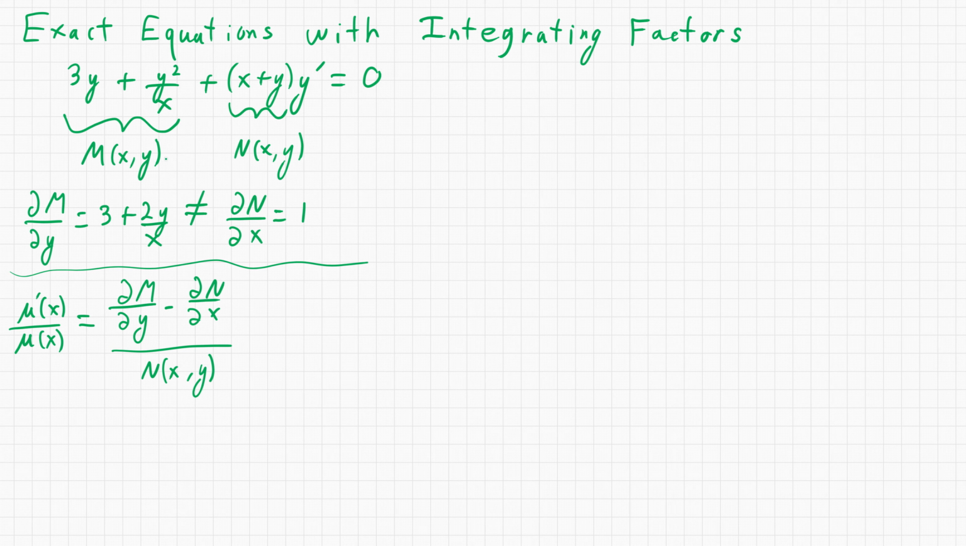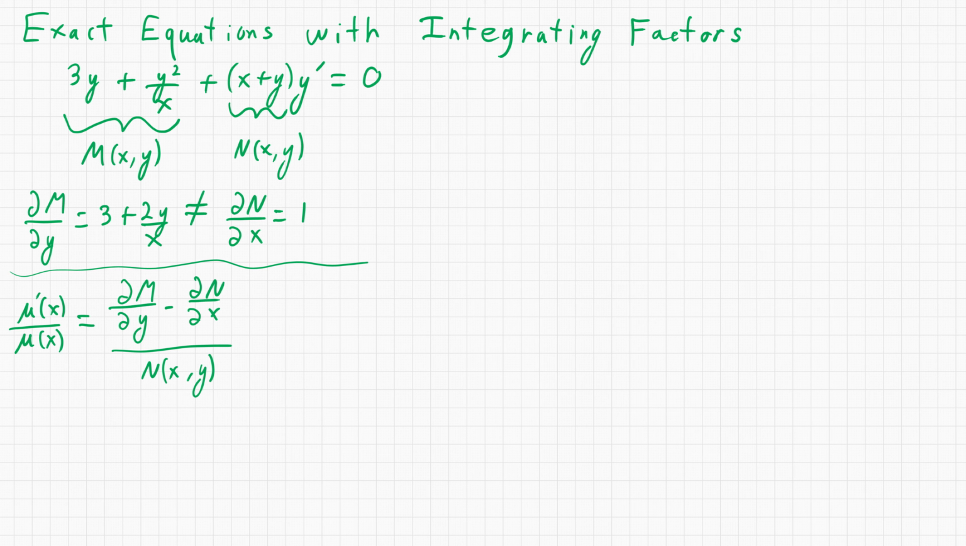So our M of x comma y, our N of x comma y. And I tested before that partial M partial y was equal to 3 plus 2y over x, and that did not equal partial N partial x, which equaled 1. So let's try out this method that might or might not work, and see what happens.